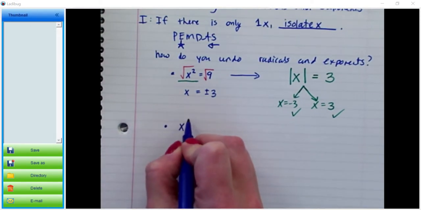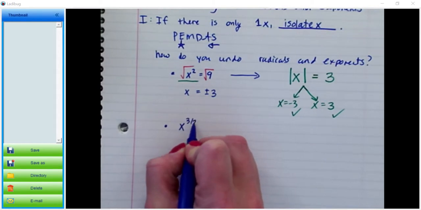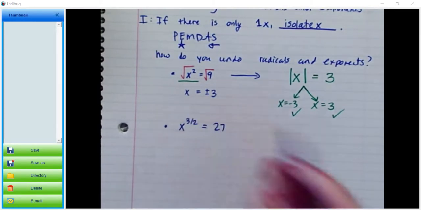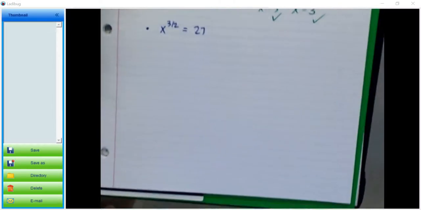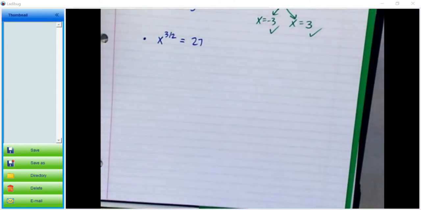x to the 3/2 equals 27. I got you, I'll scoot it up. There we go. X to the 3/2 equals 27. We're only in the exponent part of PEMDAS. We are only trying to undo the exponents. And then we'll add a couple other operations. Okay.